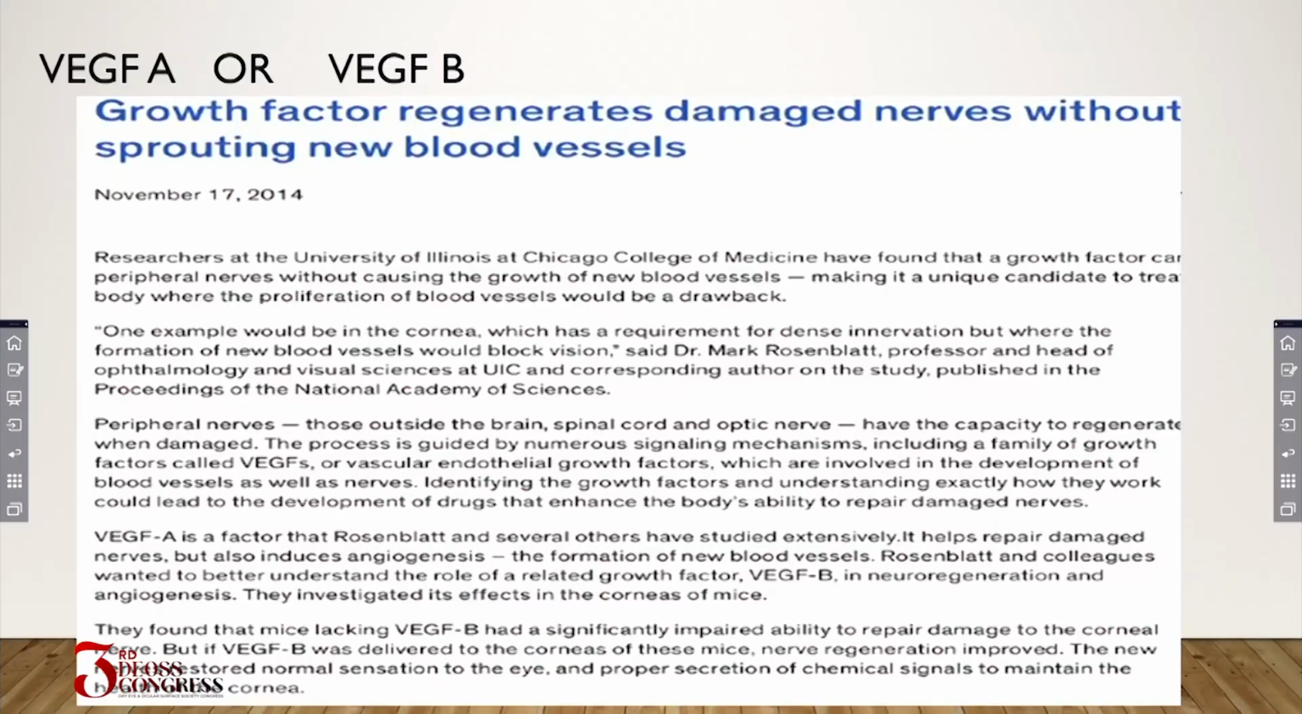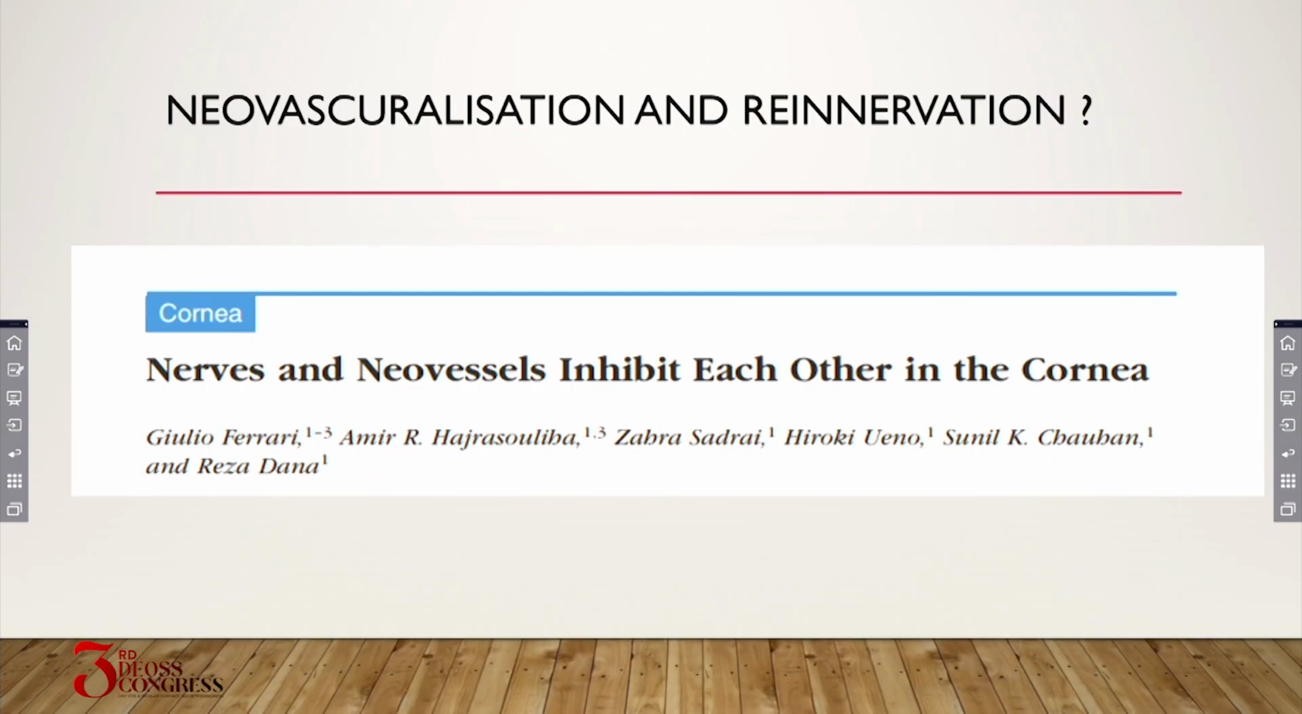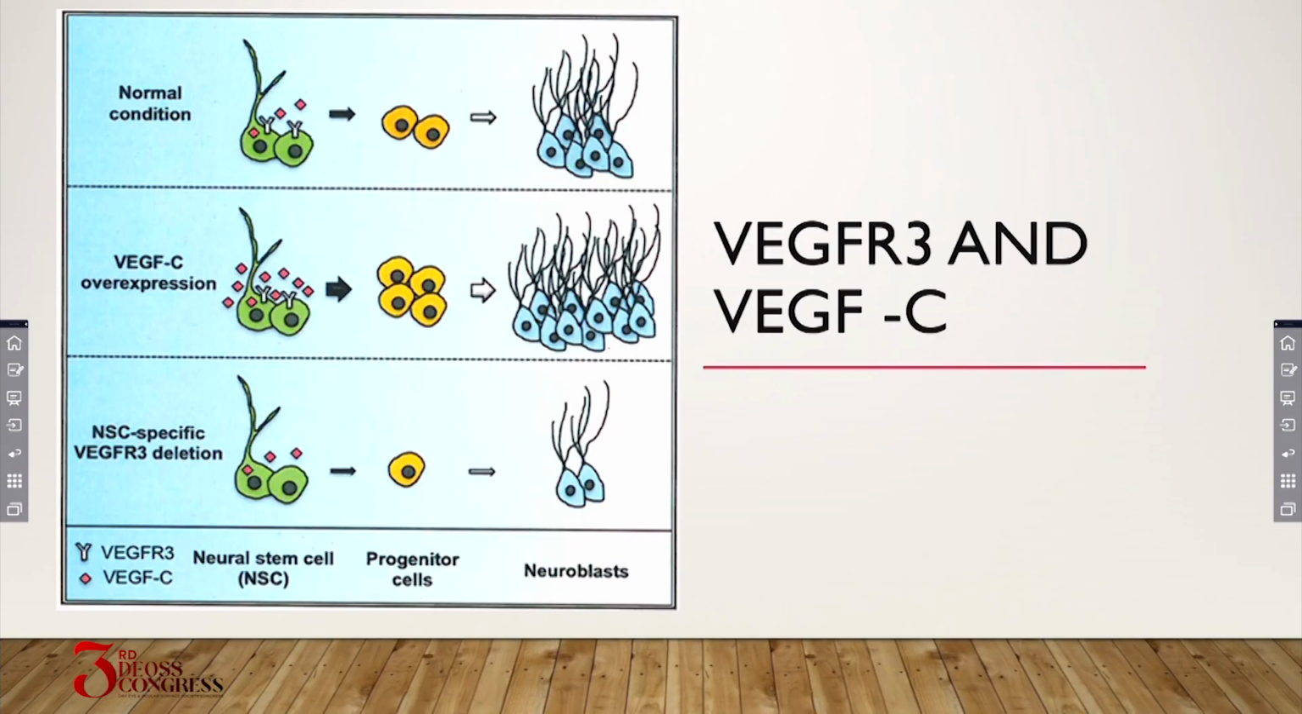Then the other thing that Dr. Rohit talked about, the VEGF-A and the VEGF-B. There are many times when people say that there is a lot of neovascularization, so let's use an anti-VEGF. Now when you use an anti-VEGF, if you block VEGF-B, VEGF-B is important for neurization. So there is something called neurization, which is conversely related to neovascularization. If neovascularization increases, neurization goes away. So the concept is that they inhibit each other in the cornea, and there are other factors, VEGF-R3 and VEGF-C.